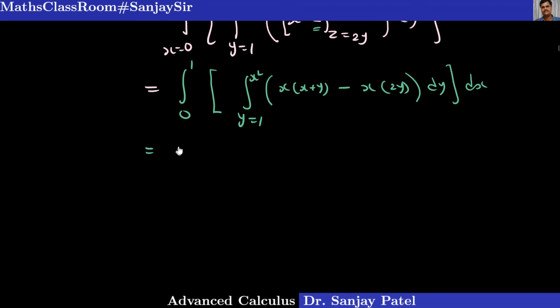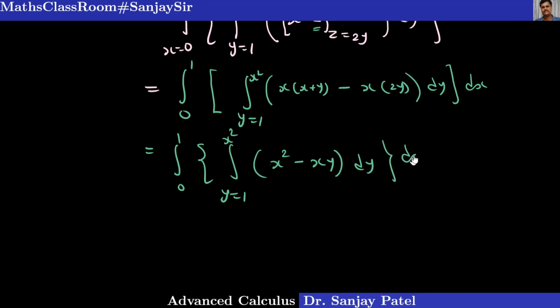So this is equal to integral 0 to 1, and then integral y from 1 to x square. This you can simplify: it is x square plus xy minus 2xy, which gives x square minus xy, dy dx. This is x into y, and this is minus 2 into x into y. So this is equal to integral 0 to 1, and then integrating this function with respect to y.